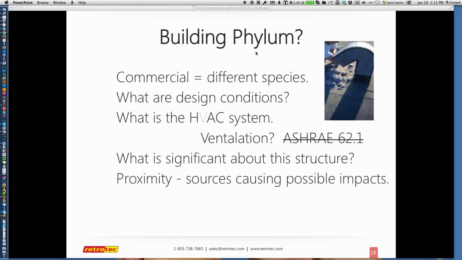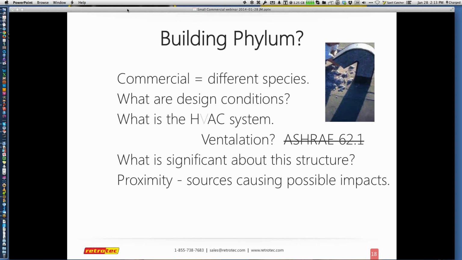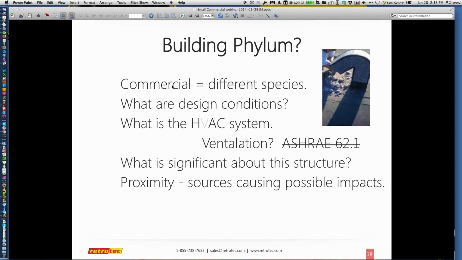I describe it as a building phylum, the same way we would discuss creatures in the real world in terms of phylum or how they fit into an order. Commercial is a whole different species by itself. It may have some attributes from residential. It may have some attributes from multifamily or large buildings or complex structures. So it really is not something that's always easily defined, as I pointed out.